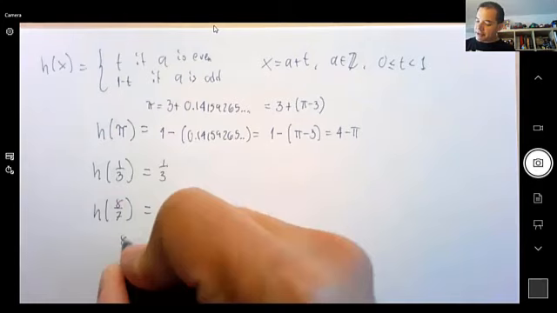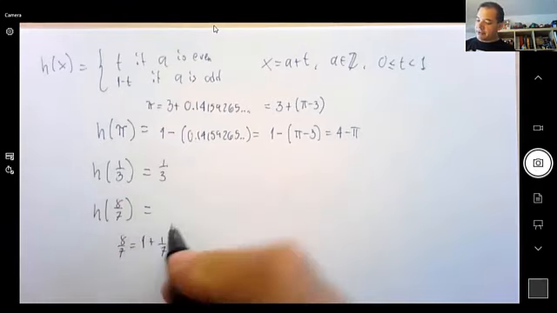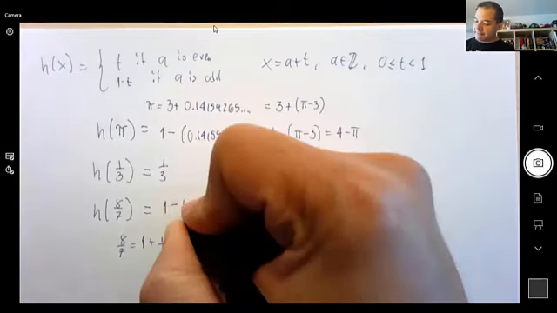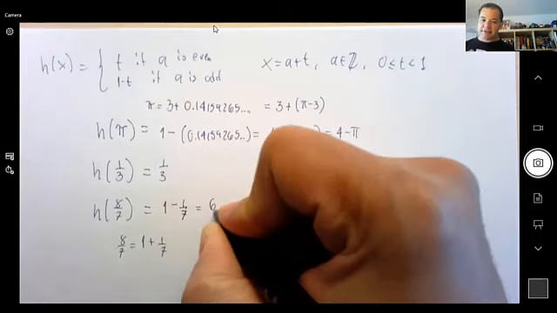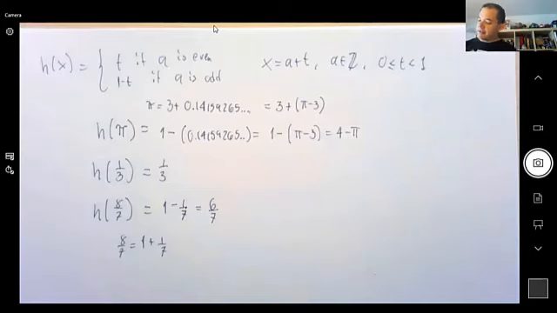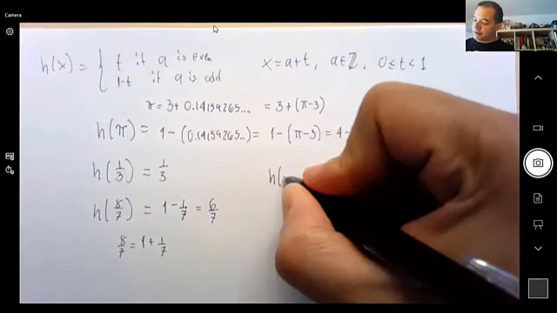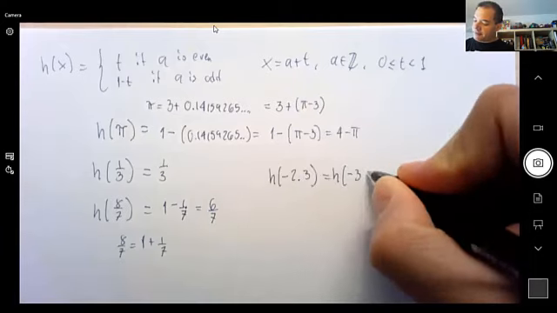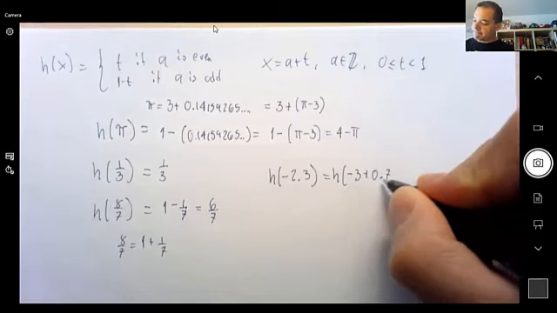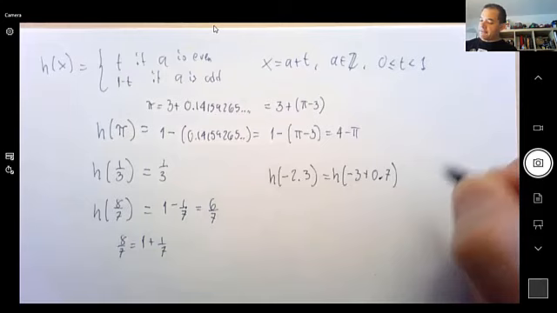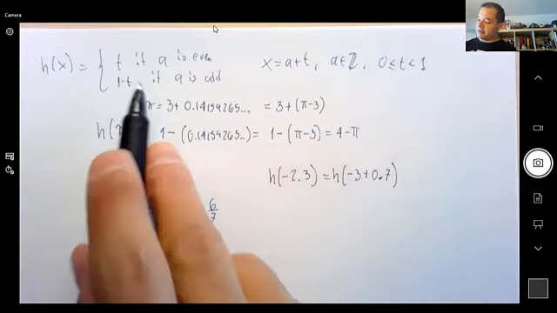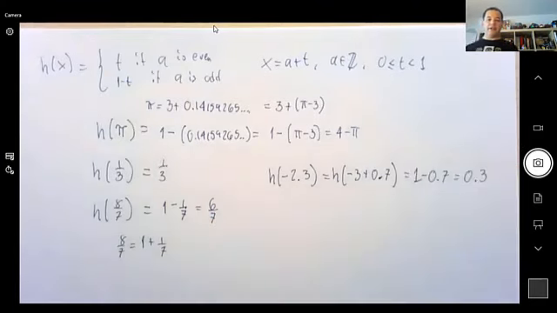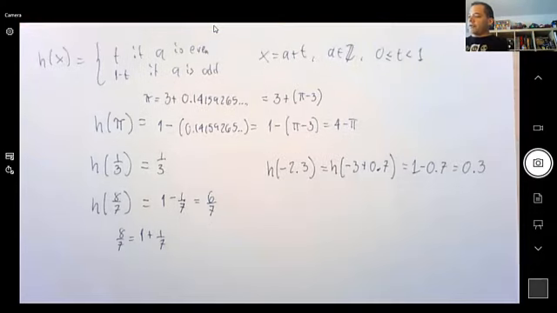Well, 8/7, we can write it as 1 + 1/7. So this time now 1 is odd. So this should be 1 - 1/7. So that's 6/7, right? Let's try a negative number. How about h of -2.3? Well, this is like h of -3 + 0.7, correct? So -3 is odd, so we should do 1 - t. This is 1 - 0.7, so it's 0.3. All right, is that clear? So just a few examples.